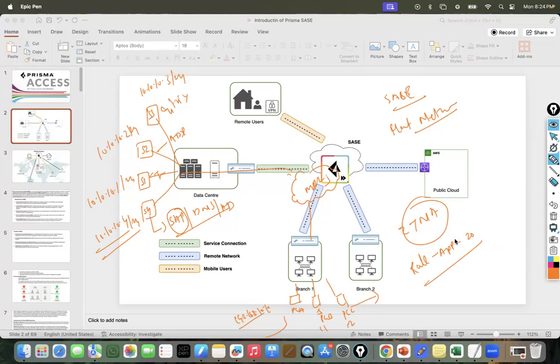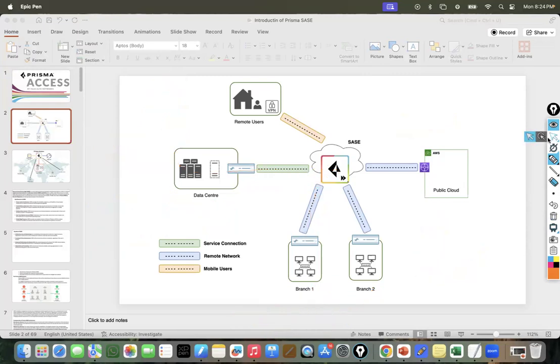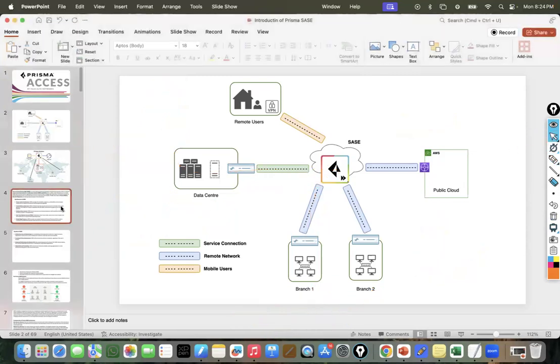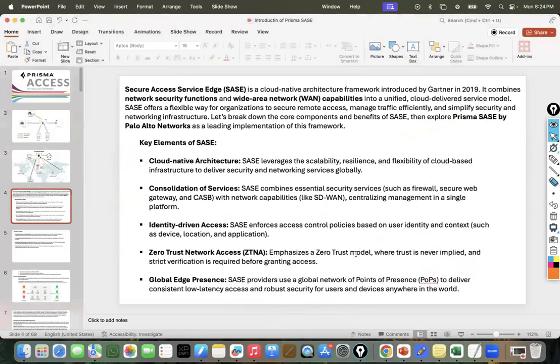If I am the right person, then he is going to get the right application access. Only those applications which are actually mapped with his role. It's not like the whole subnet is going to be accessible, the whole IP is going to be accessible, not like that. So this is the zero trust model. If I talk about the zero trust model, it is just going to give you the flavor. Here you can see it is going to emphasize the zero trust model where trust is never implied and strict verification is required before granting any access.